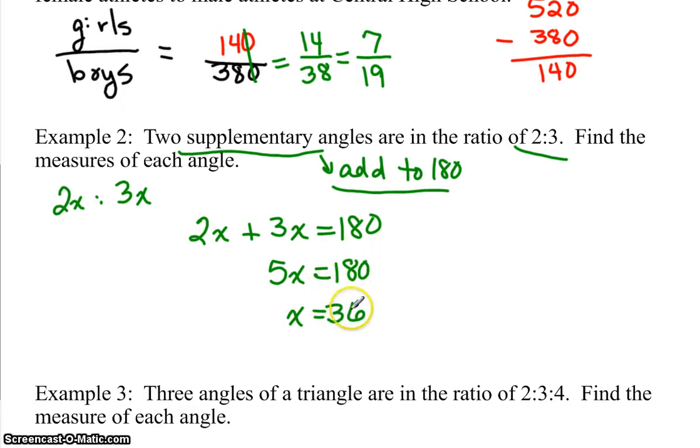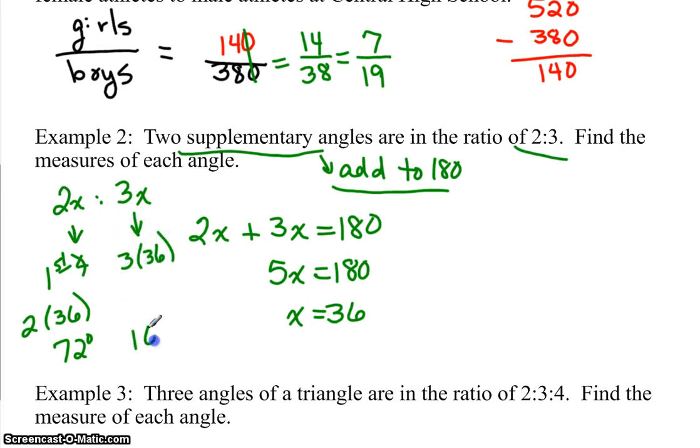Now, x is not the answer to our problem. The answer to our problem is what are the measures of the angles. This is the first angle. It's not x, it's 2x. So 2 times 36 is 72 degrees. The other angle is 3x, so 3 times 36 is 108 degrees, and you can always check yourself and see if the two angles do add up to 180, which they do.